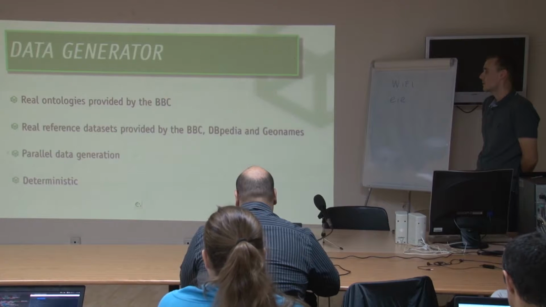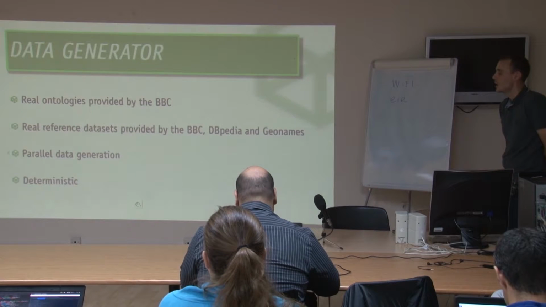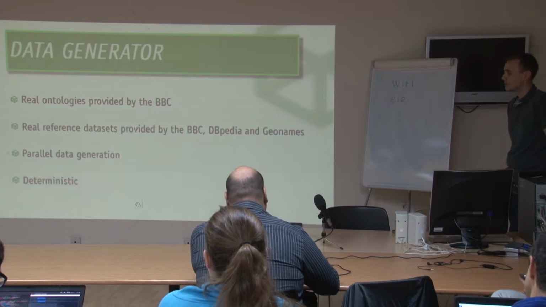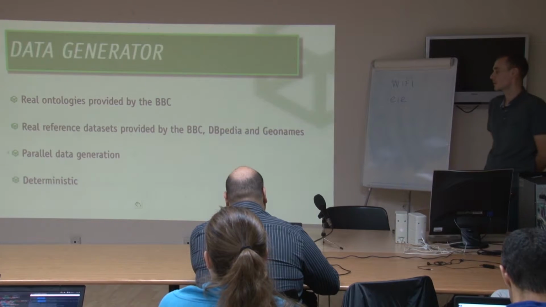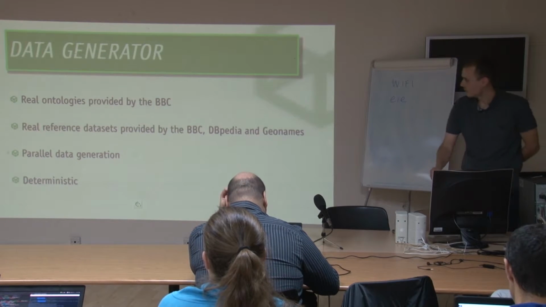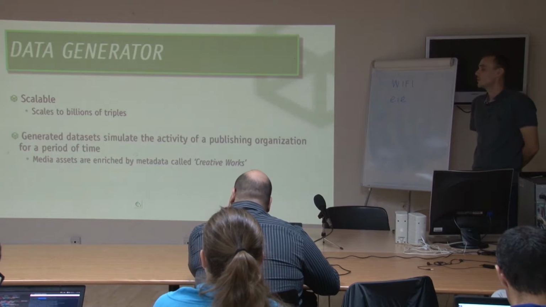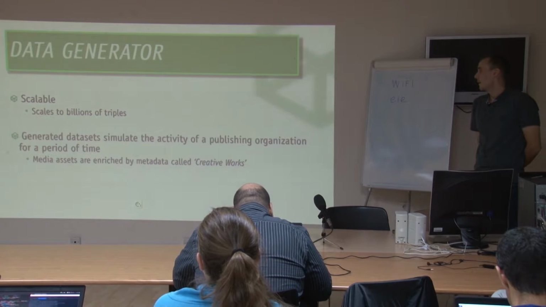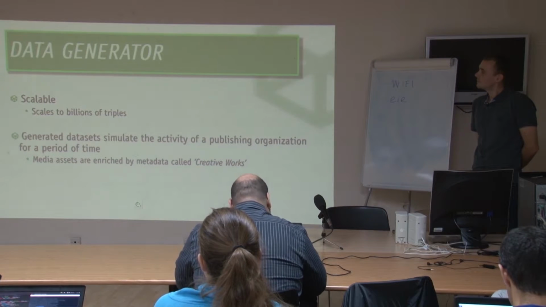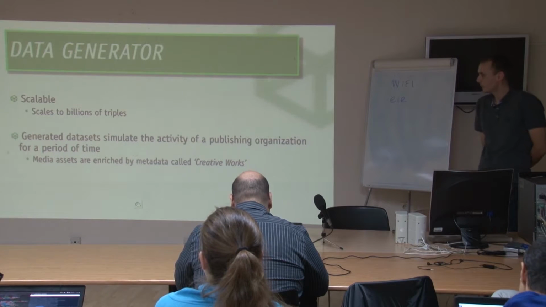The data generator can produce data in parallel, which is really useful when you want to produce really large amounts of data. It is deterministic, which means that two consecutive runs of the data generator will produce exactly the same data sets. There will be no differences in the data sets. It is scalable. You can configure it to produce any size of the data. And the data generated by this data generator simulates the activity of a publishing organization for a period of time.